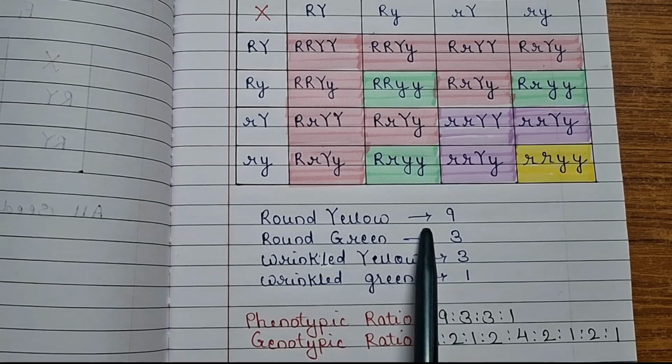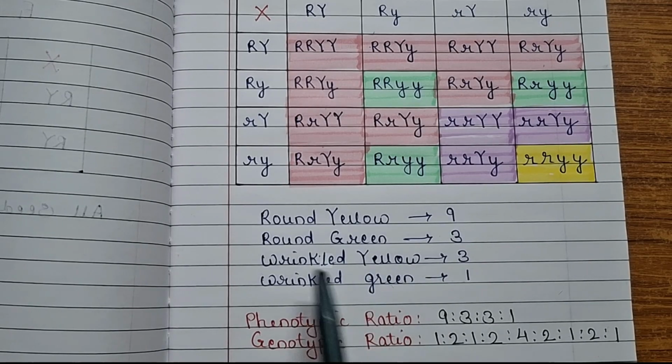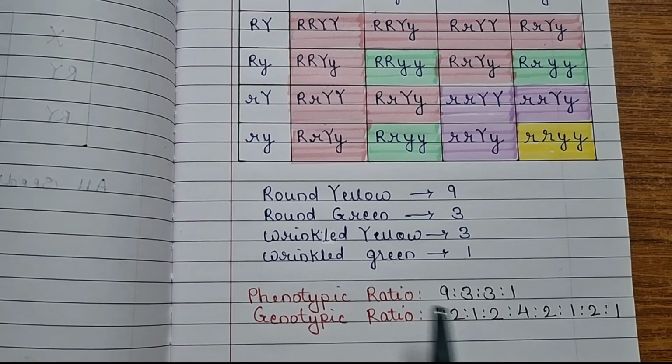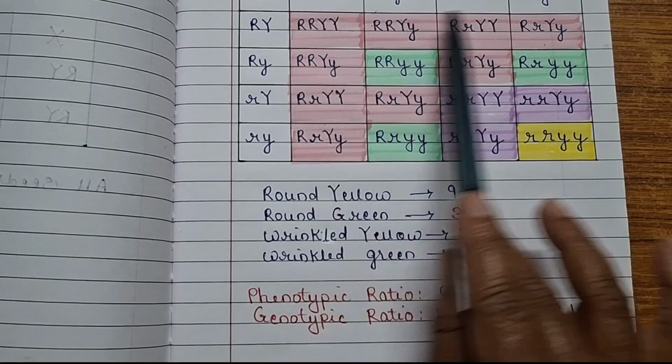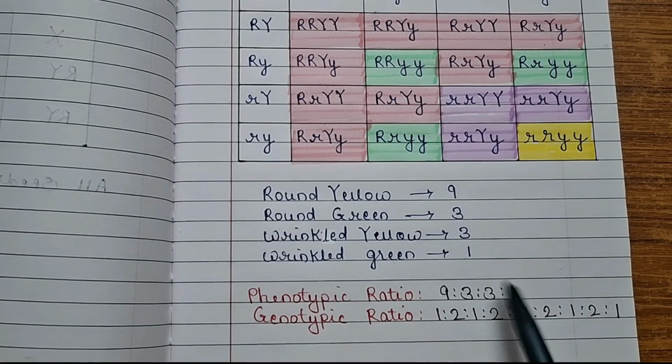Means 9 seeds are round yellow, 3 seeds are round green, 3 seeds are wrinkled yellow, 1 seed is wrinkled green. So this is the phenotypic ratio. It's very easy to write the phenotypic ratio. But the genotypic ratio is 1:2:1:2:4:2:1:2:1. Oh my god, this is quite a big ratio. But don't worry, it's not at all difficult to write. This ratio is according to the exact combination, the ratio of the similar type of blocks.